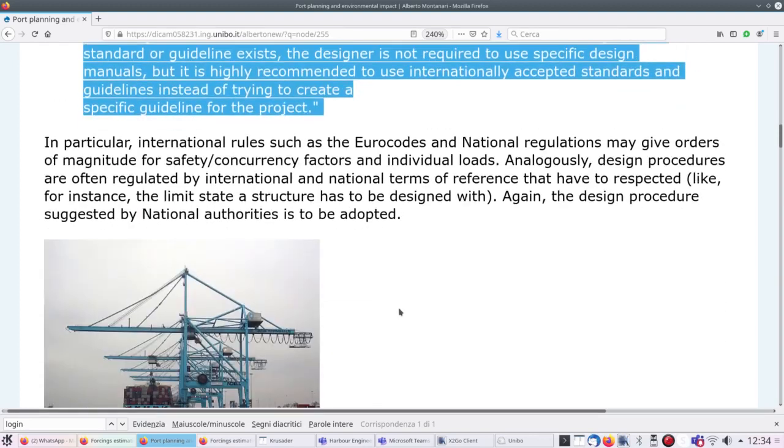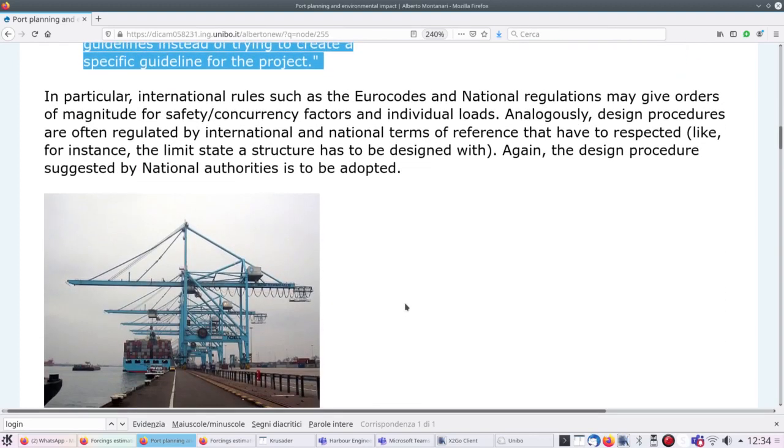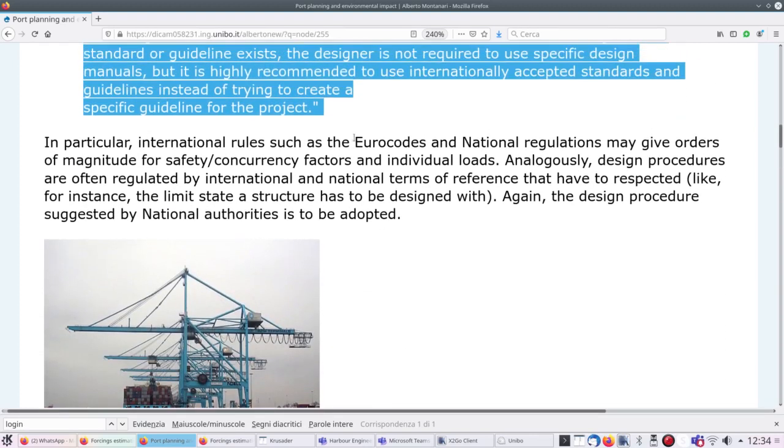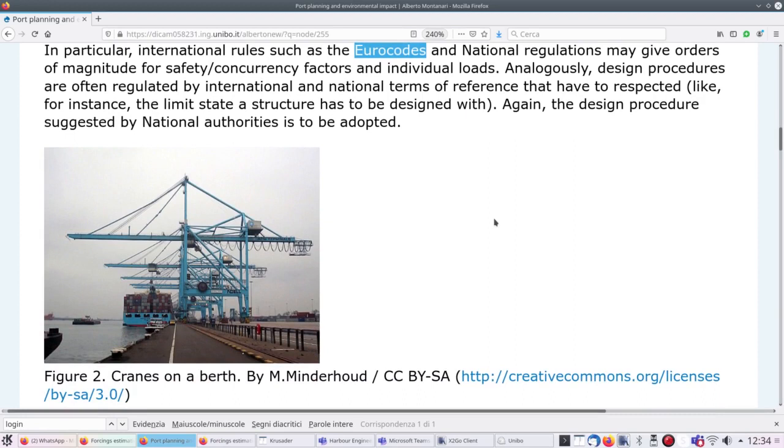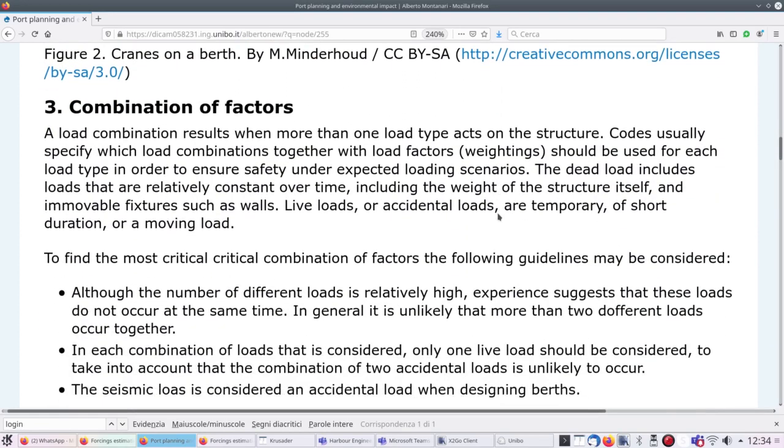Okay. Now, Eurocodes. These are in Europe your reference, and I'm not discussing them in detail, but they are usually also taken into account by national regulations. But in case you want to refer to international standards, the Eurocodes may be an interesting reference for you.